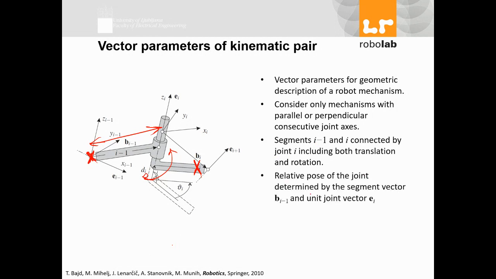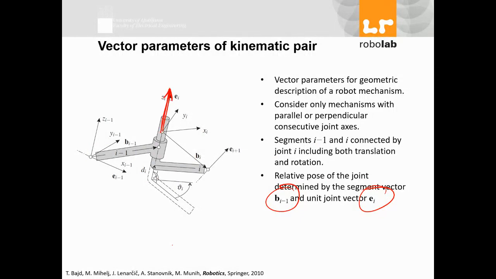Relative pose of the joint is determined by the segment vector Bi and unit joint vector E. So two basic concepts, B and E. E is the joint vector. E is a vector, tells me like this. You see this E?